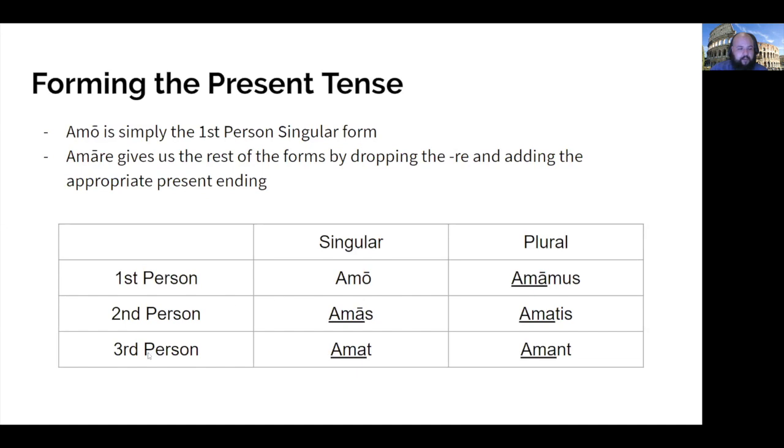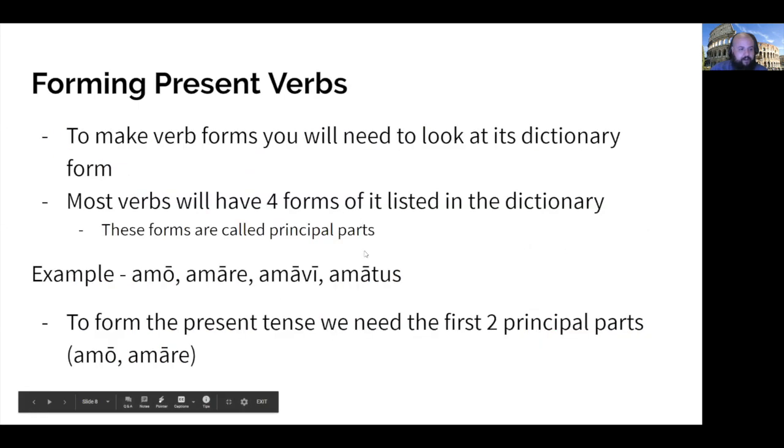Okay, the whole point of principal parts in general, if we go back a slide and look at our example, the reason why these forms are chosen is because with these 4 forms, you can make literally any verb form in Latin. If you gave me a random verb out of the dictionary and then a random verb form of it, I could form it with just these 4. And soon you'll be able to do the same.